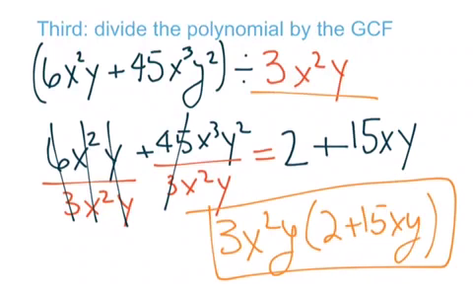Okay? If you distributed this monomial to each term in the parentheses, you would end up with 6x squared y plus 45x cubed y squared. Okay? That's really all you do. I know it seems like it's a lot of stuff at first, I totally get that. But once you get in the swing of things, it's really not that bad.